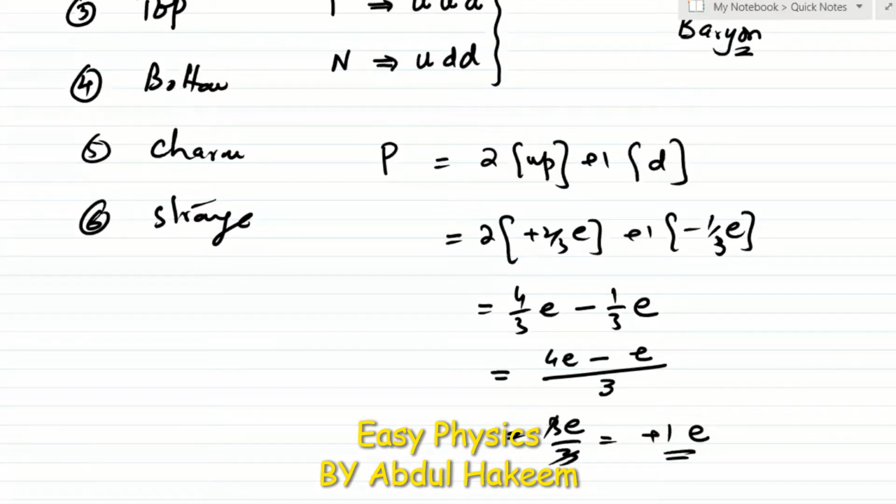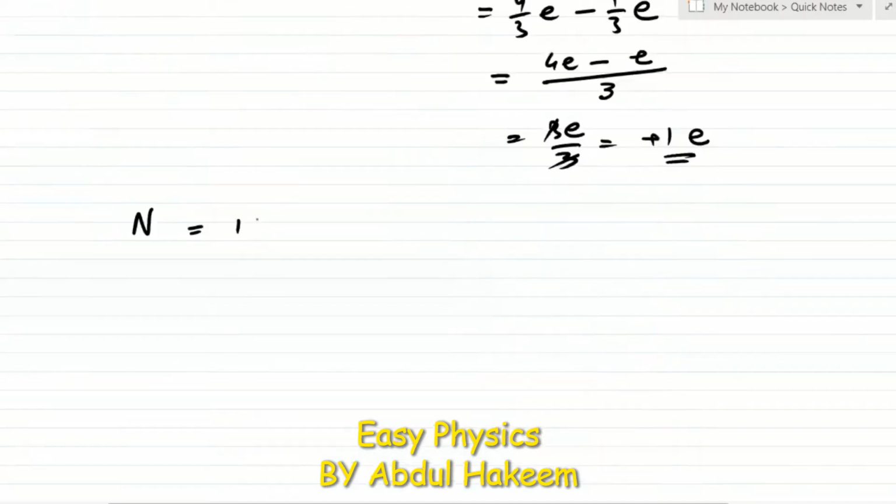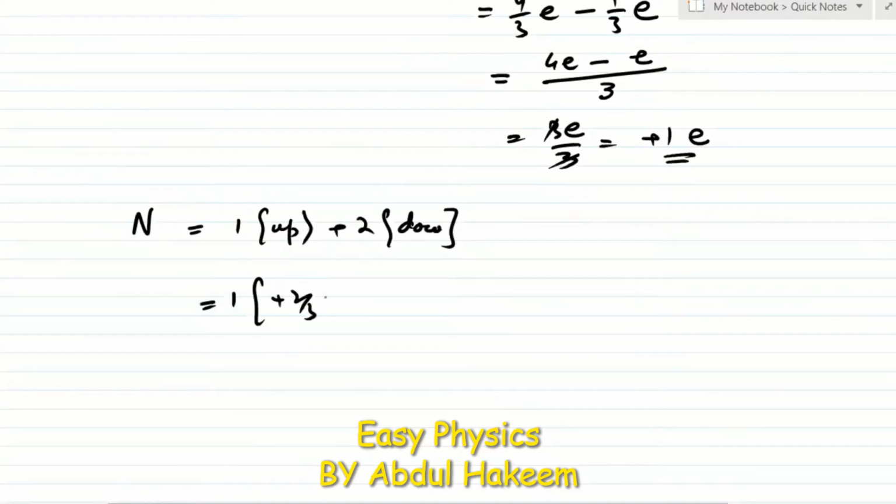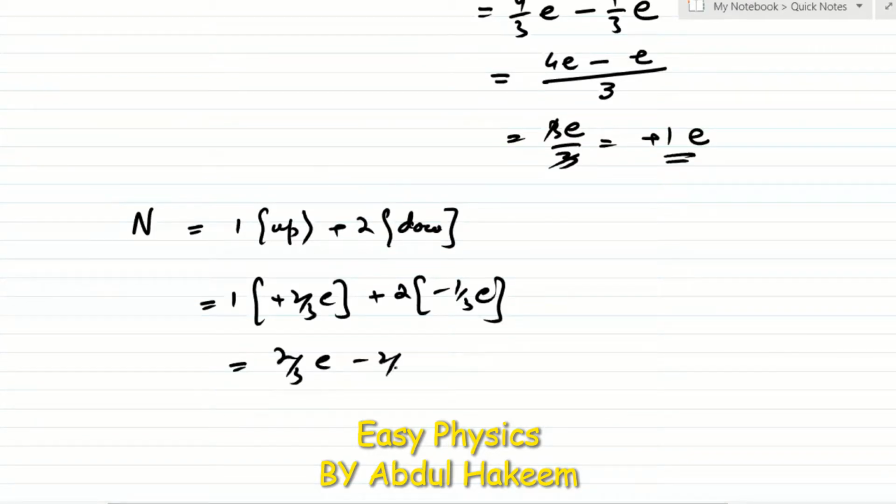And similarly, the neutron has 1 up quark and 2 down quark. So 1 times plus 2 by 3 elementary plus 2 times minus 1 by 3 elementary. So this is 2 by 3 elementary, 2 by 3 elementary, cancelled. So it has no charge. So the neutron is neutral. It has no charge.